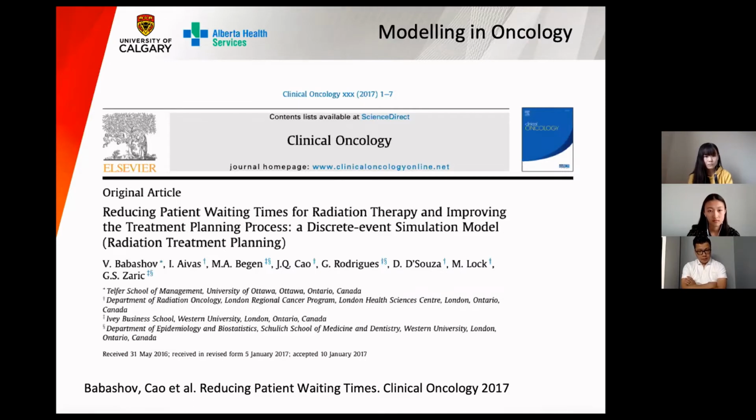And basically what we wanted to look at was a discrete event simulation model to see what the impact of different variables would be on radiation treatment planning.